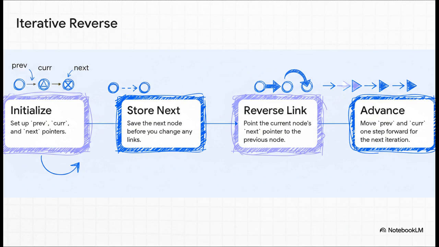Well, it's kind of like this carefully choreographed dance with three pointers. We'll call them previous, current, and next. With every step in our loop, the first thing we do is save our next destination so we don't get lost. Then we take our current node and make it point backwards, to previous. And finally, we just slide all three of our pointers one step down the line and do it all over again. It's a really neat little algorithm when you see it in motion.